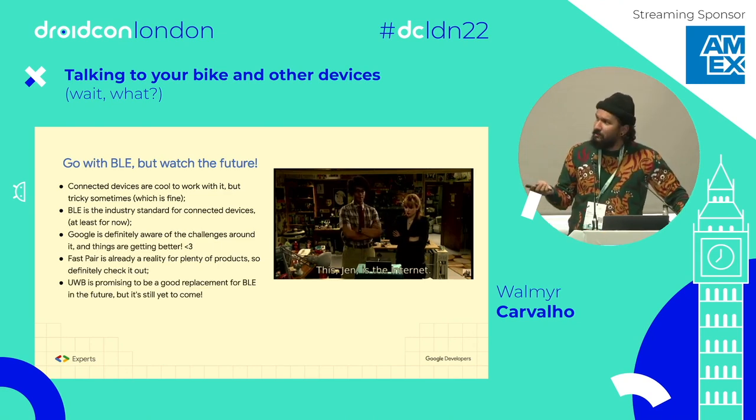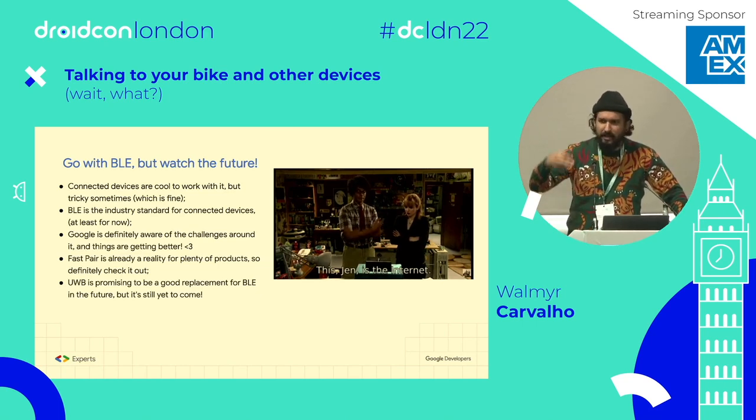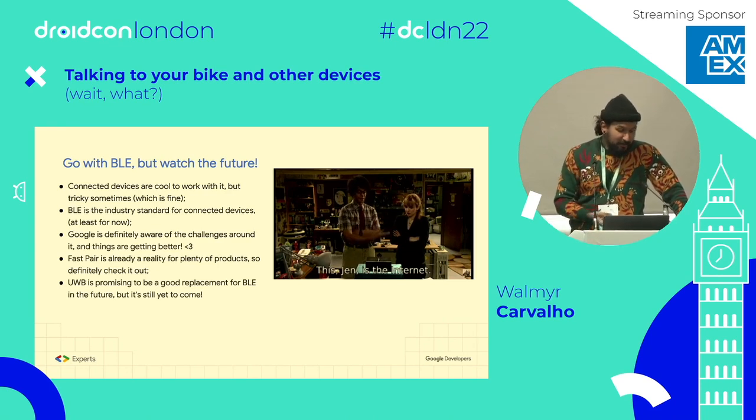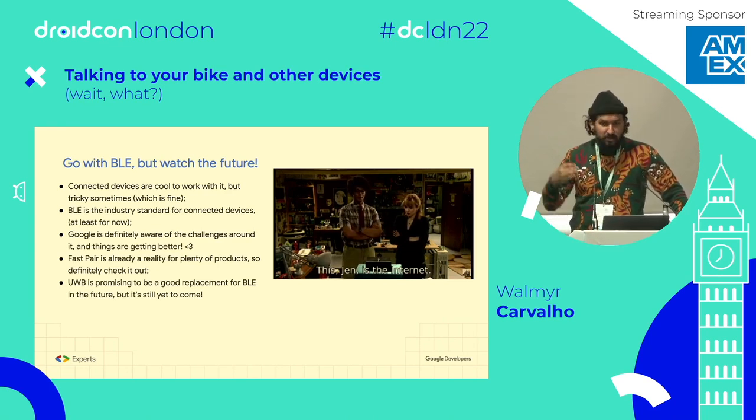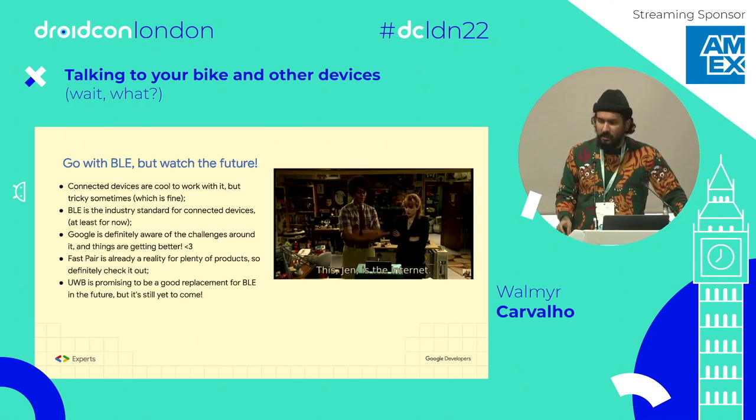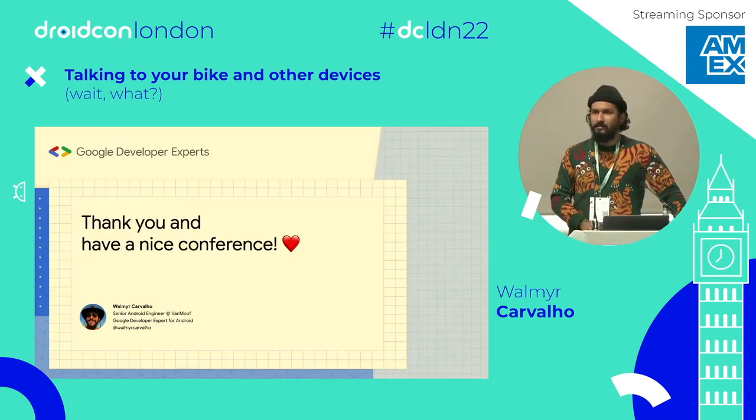And Fast Pair is something already a reality for some products, but mostly for headphones. I hope to see more smart devices like bikes, heaters, etc. in the future. And the ultra wideband that I mentioned promises to be a good replacement for BLE, but in general it's just a promise. We don't have anything concrete yet, but keep your eyes and ears open, because I think it's going to happen soon. And that's it. Thank you so much.